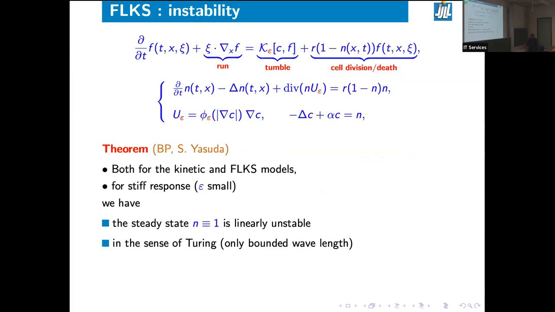And so you can analyze that by the usual linear instability. And what you can observe is that indeed, when epsilon is small enough in the kinetic equation, or if you look at the flux-limited Keller-Segel equation, then the state n equal 1, which is the stable state, in fact, is linearly unstable. And it is unstable in the sense of Turing, which means that the frequencies, the wavelength, if you want, are always finite. They never go to zero.